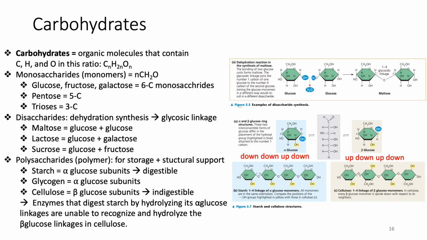What is the difference between the two kinds of glucose? When glucose forms a ring, the hydroxyl group attached to the number 1 carbon is positioned either below or above the plane of the ring. If it's below, then it's an alpha glucose. If it's above, then it's a beta glucose. Enzymes that digest starch by hydrolyzing its alpha linkages are unable to hydrolyze the beta linkages of cellulose because of the distinctly different shapes of the two molecules.